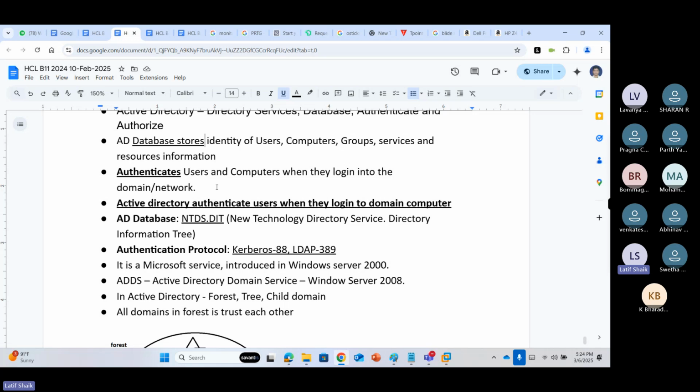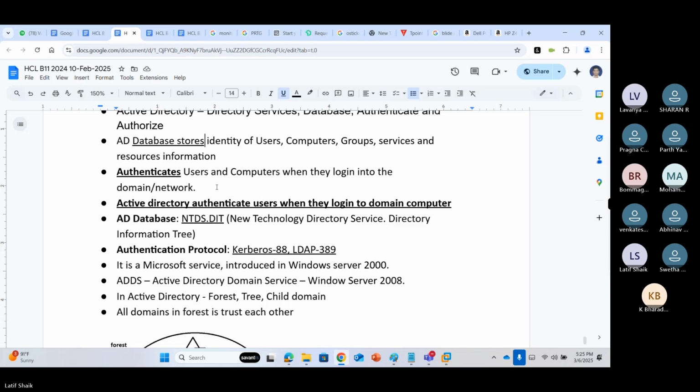So I want to log in; as a user, I'm logging in, it is authenticated. I want to access a computer, authorization. I want to access a printer, which is a resource, like a computer; both are resources. I want to access the resources, so I need authorization. These two things will be done by Active Directory itself.